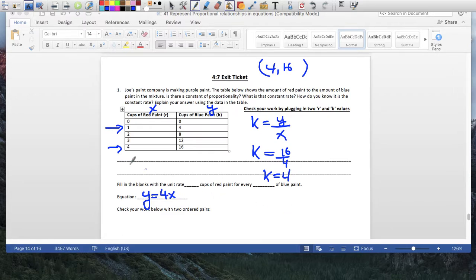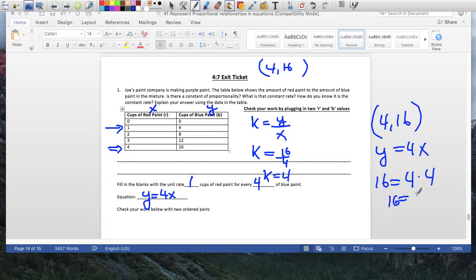Okay? And then fill in the blanks, you're going to need 1 cup of red paint for every 4 cups of blue paint. Yeah? That's what my thing is saying. Check with 2 ordered pairs. You can just check. Let's take, again, point (4, 16). Substitute. So you get y is 16, right? So substitute here. Change the x for 4. And you can tell that it works.